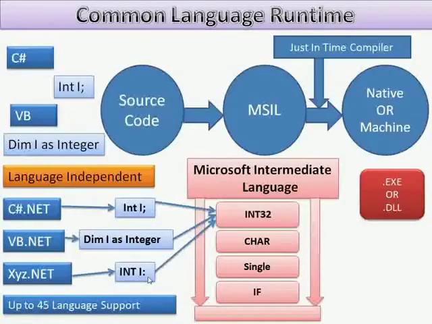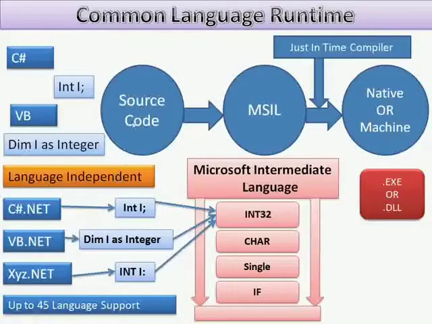Now .NET says, you designed a new language XYZ. Okay, now map your language specification with my language specification. So here, for example, this integer i variable is mapped with the MSIL integer variable, and this XYZ language becomes XYZ.NET. So every language maps its common specification available in MSIL, and it becomes a .NET language. Up to 45 languages are supported by .NET because of this logic. This task is performed by your common language runtime. So that's why .NET is language independent.